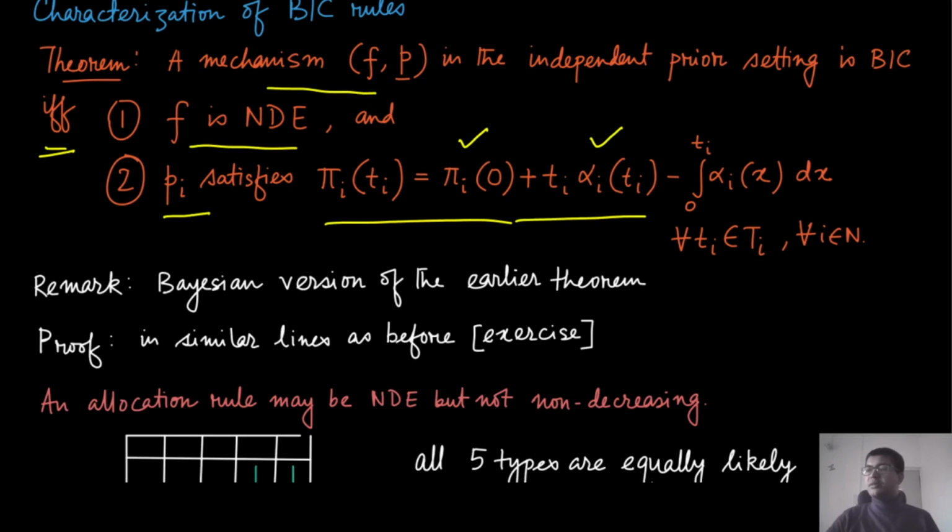Now we are not going to prove this. Essentially you can think of this as the Bayesian version of the earlier theorem, Myerson's theorem. The proof can be done along very similar lines, but we'll just have to take care of the expectations appropriately. So I leave that as an exercise.